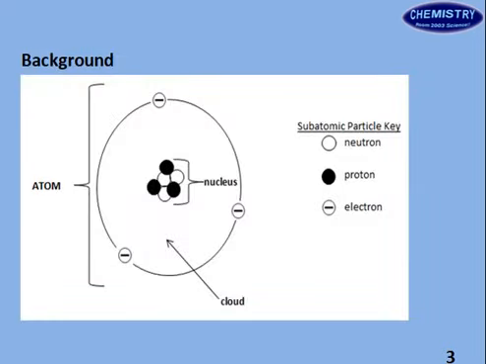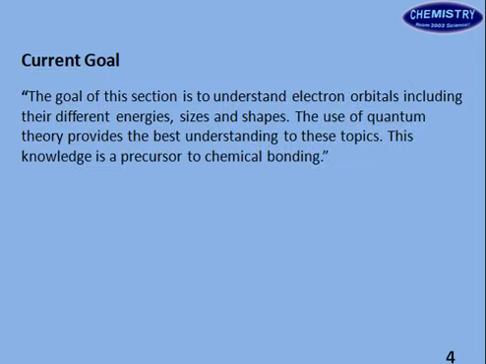So far in regards to the atom, we have talked about the subatomic particles, the proton, neutron, and electron, and their overall arrangement within the atom. The proton and neutron in the nucleus, the electron outside of that in the cloud. This particular lesson gets us into a more detailed understanding of what's going on in the electron cloud. Please take a moment to read the current goal for this lesson.